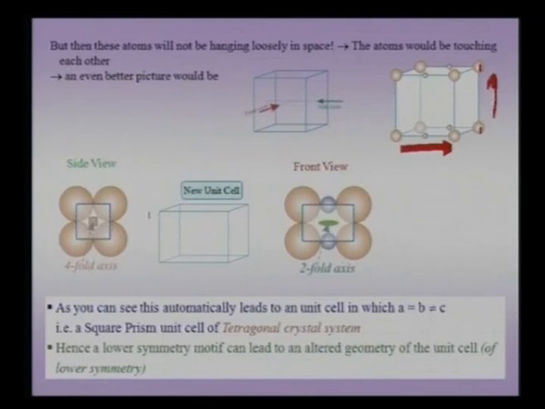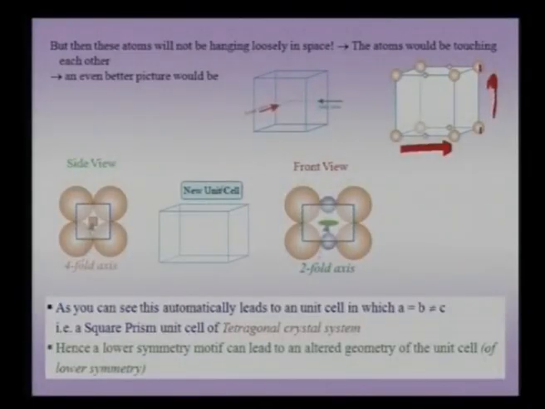Therefore, the conclusion from this exercise is that when I put motifs of lower symmetry, then the unit cell will also lower down to adjust to that kind of motif, and therefore there will be no conflict between the symmetry and the geometry. So, now this is a unit cell of the tetragonal crystal. The crystal itself has tetragonal symmetry, that means it has only one 4-fold axis. The 3 axes remain orthogonal, that means alpha equals beta equals gamma equals 90 degrees.